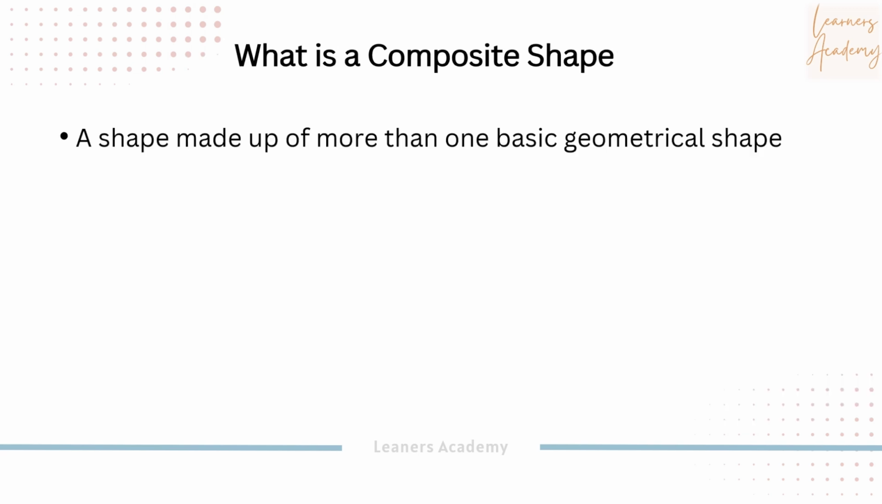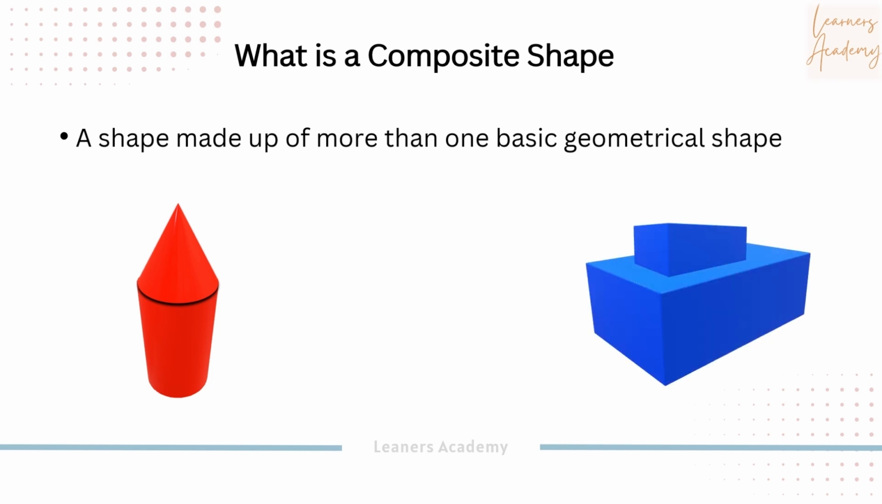Let's see what is a composite shape. A composite shape is made up of more than one basic geometrical shape. In this shape, the cone and the cylinder are joined up to make a composite shape, while over here, 2 cuboids are joined to make up a composite shape.